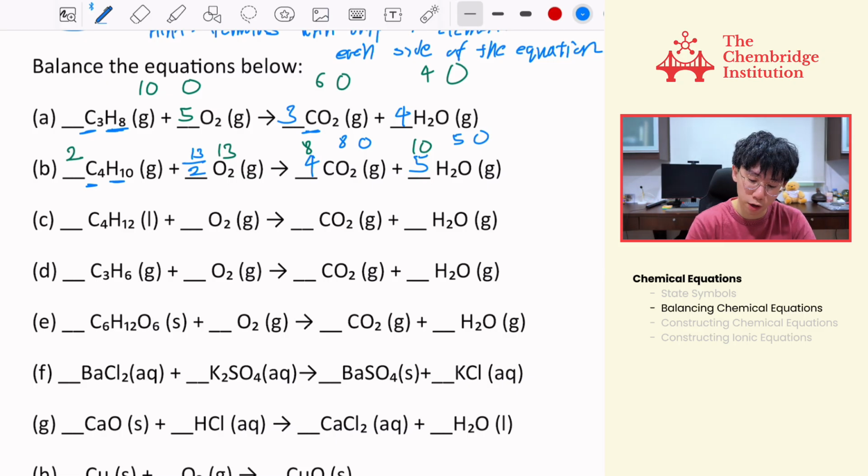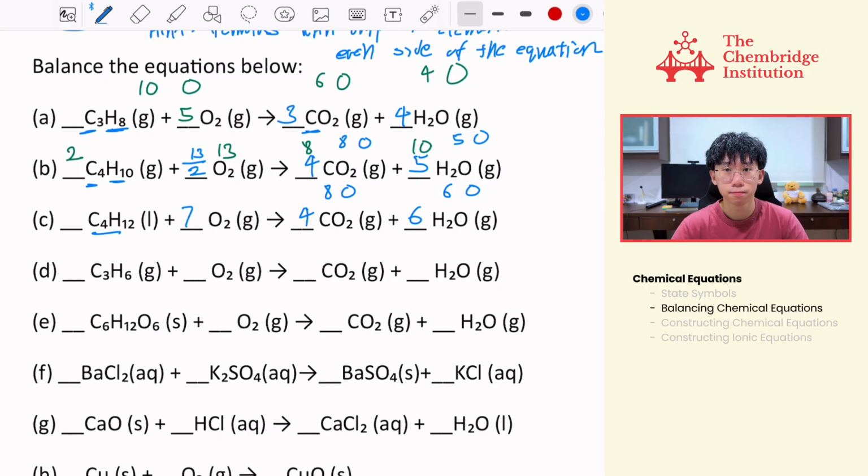C4H12 plus O2 to give CO2 plus H2O. Again, let's balance the number of carbons first. 4 here and 6 over here to balance the carbons and hydrogens. Then balance the number of O's. In total there are 8 O's over here and 6 O's over here, so there are 14 oxygens altogether. You must put a 7 over here.